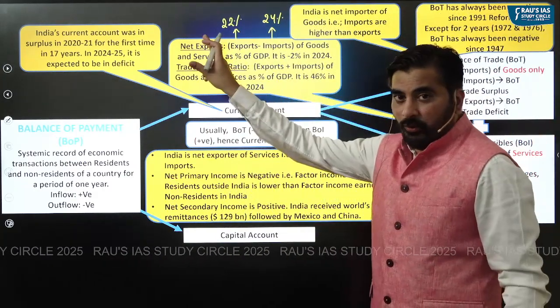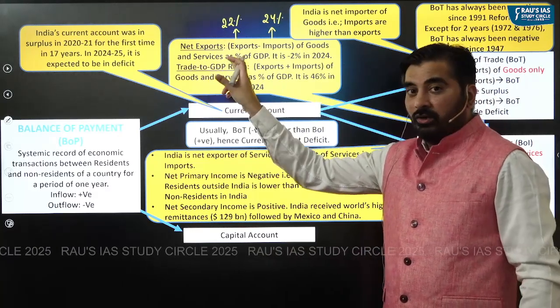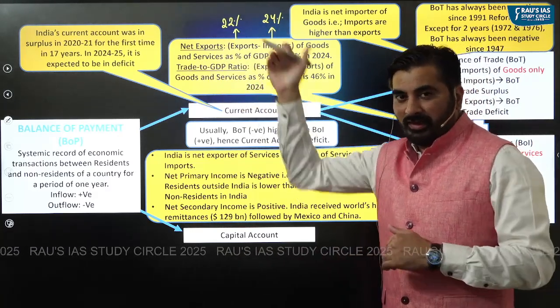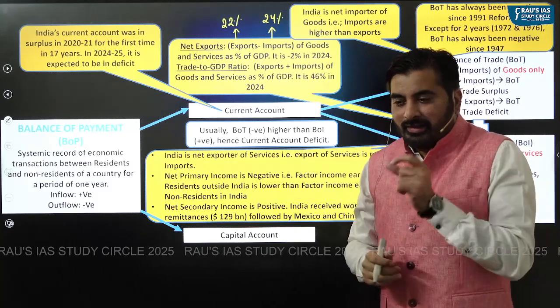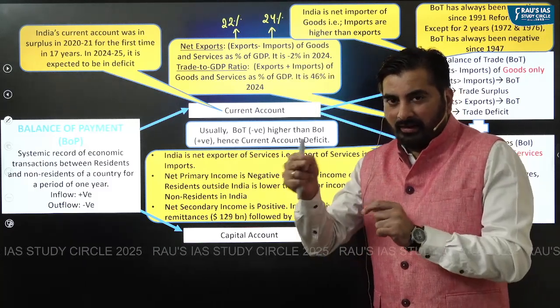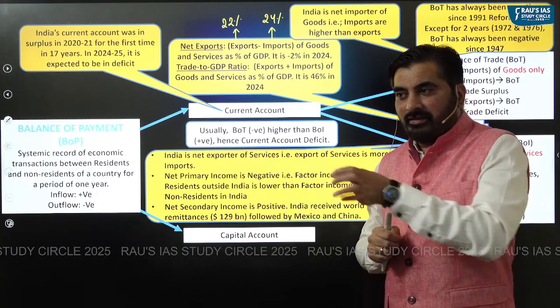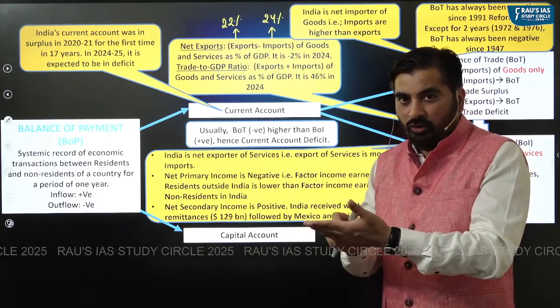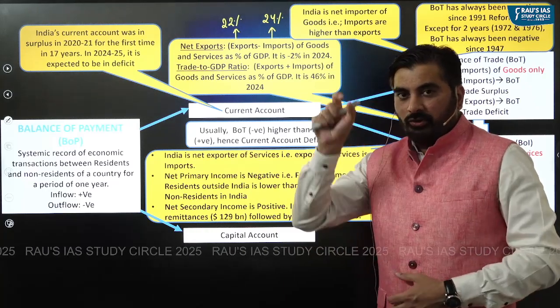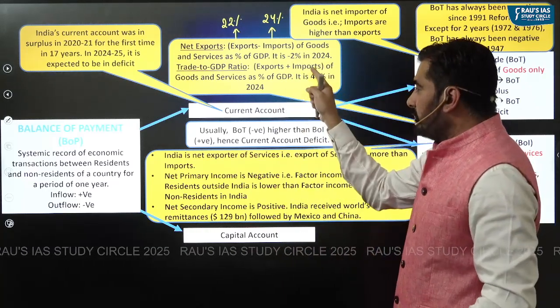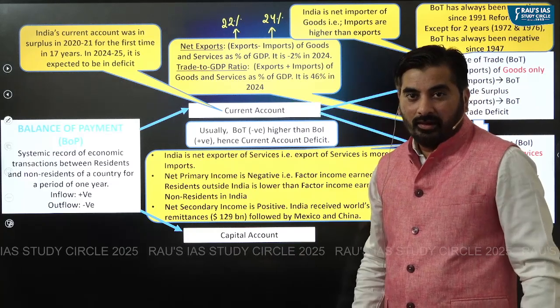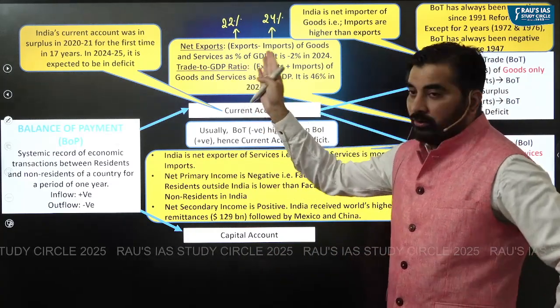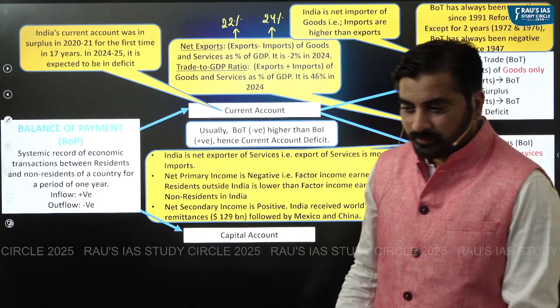Similar to net exports, you have another concept, trade to GDP ratio. Please look at the differences. Net export is export minus import, whereas trade to GDP ratio is total value of exports plus total value of imports. 22 plus 24, which is 46%. So this is what is trade to GDP ratio.